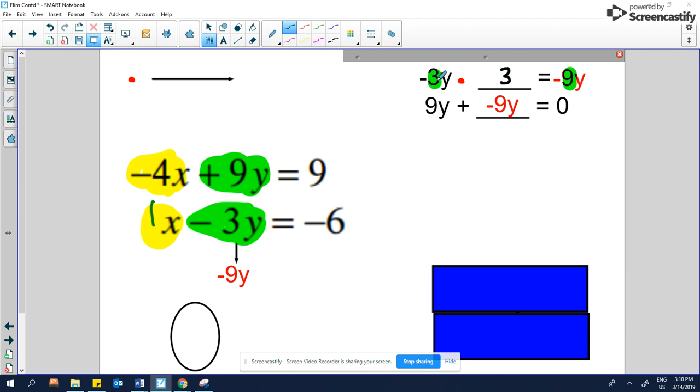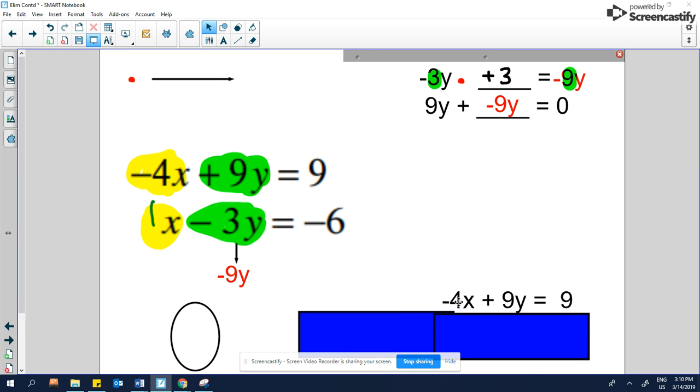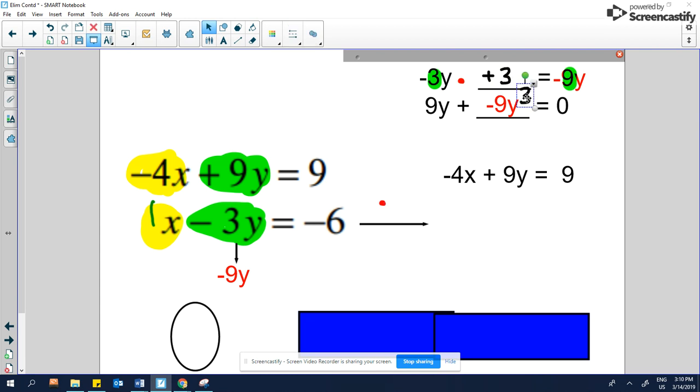Now, what do you need to multiply a negative 3 by to get a negative 9y? Well, you need a negative times a positive to get a negative. You need to multiply this by a positive 3. So the top equation stays the same. The bottom equation is going to get multiplied by a positive 3.